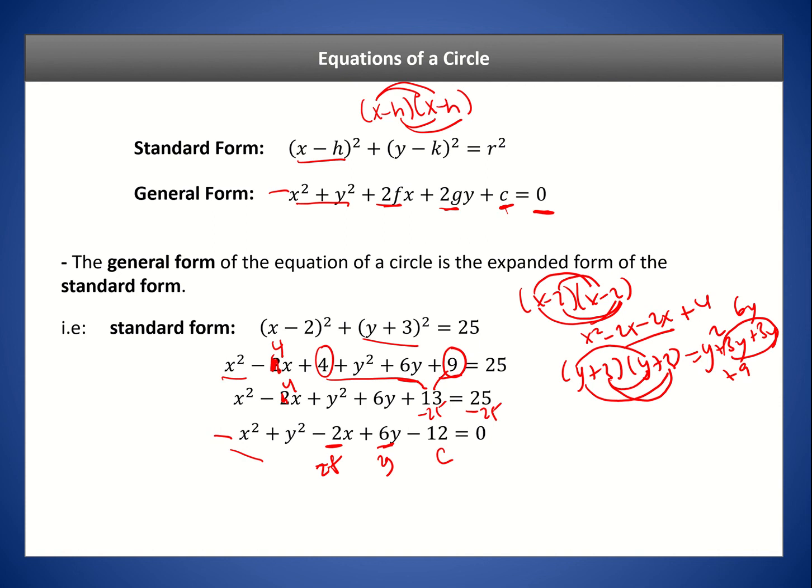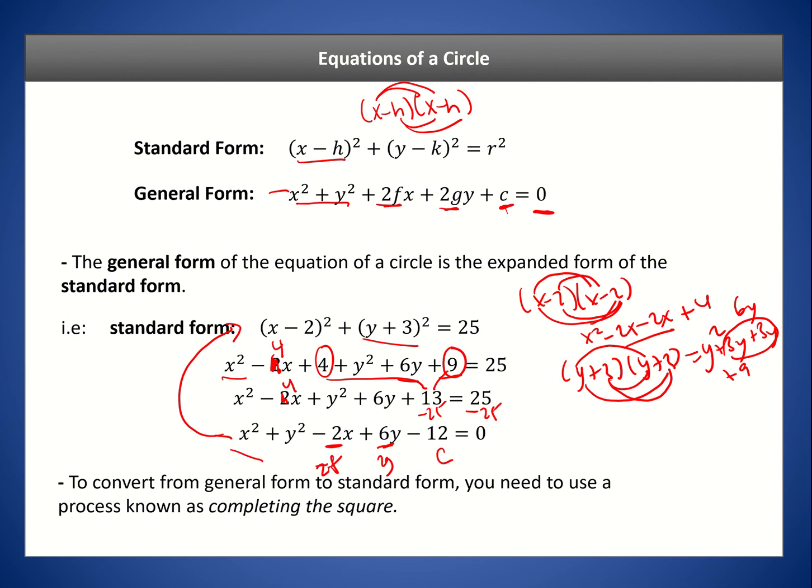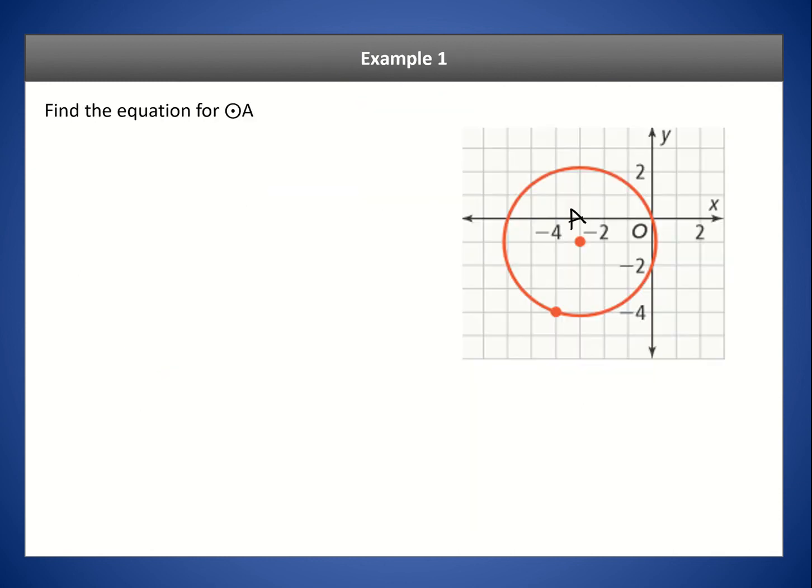But we're going to be interested in converting from general form to standard form. That's the way that we want to do this, because we're more interested in the standard form. So to convert from general to standard, you need to use a process known as completing the square. If I want to go in this direction, from general to standard, I need to use a process called CTS, completing the square. We'll talk about that in a second.